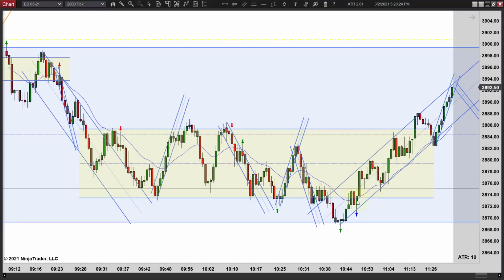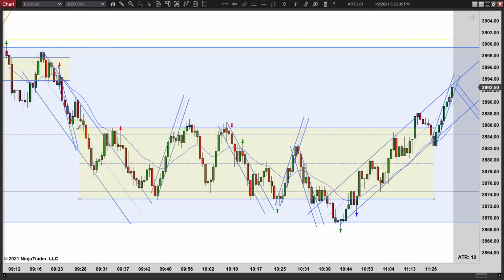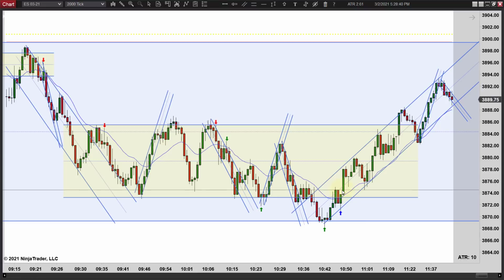If this would have closed underneath the EMA or underneath the support, nope, I'd have waited. The support's actually a little bit lower right there. And this one's actually a little bit higher. So we run on up. There's a second entry long right here.